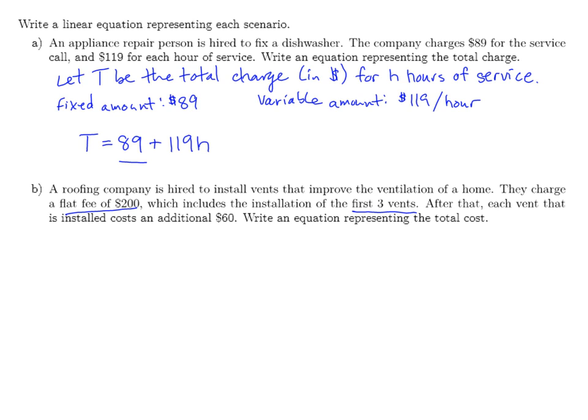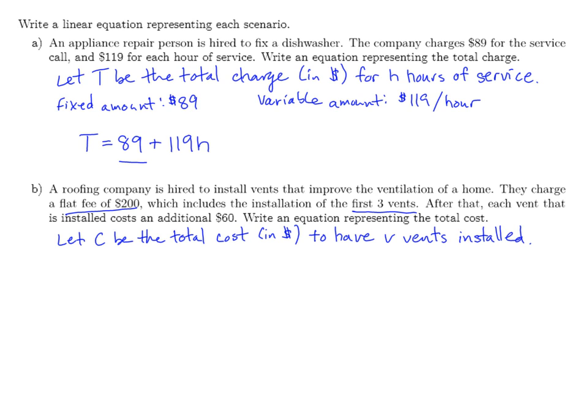So again, before we get started, let's define those variables. So we're going to have a total cost, and then we're going to have some number of unknown vents. So let's define, and let's use C this time. We'll let C be the total cost, and that total cost will be measured in dollars, and it's going to depend on how many vents are installed. So we'll say let C be the total cost to have V vents installed, and I've chosen V as my variable there to indicate that it's for vents, and capital C for total cost.